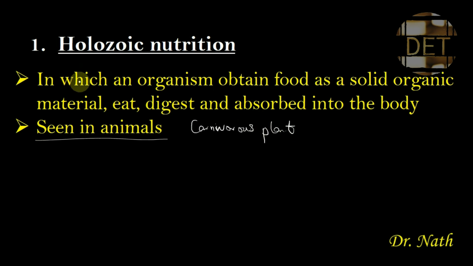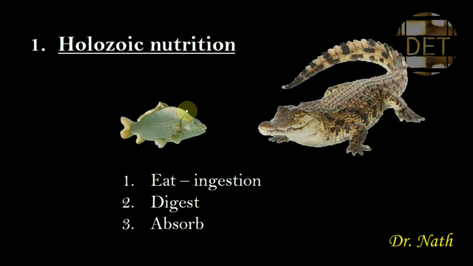So, holozoic nutrition is a type of nutrition in which an organism obtains food as solid organic material. They eat it, digest it, and absorb it into the body. And like I said, it is mostly seen in animals, but it can also be seen in some plants referred to as the carnivorous plants. So the hallmark of holozoic nutrition is that the organism eats its food. It first of all searches for its food, eats it, digests it, and then absorbs it.